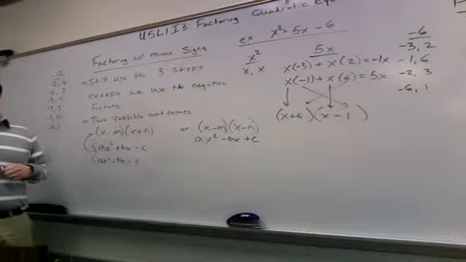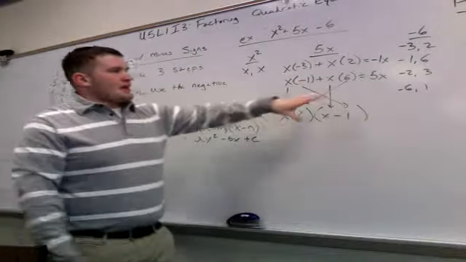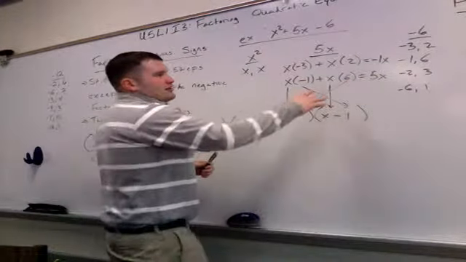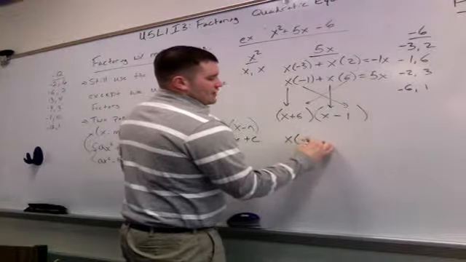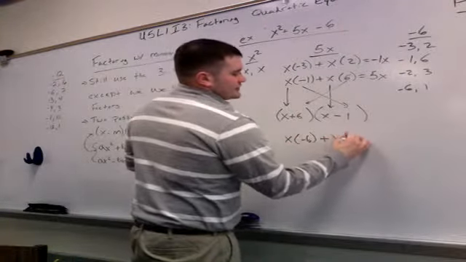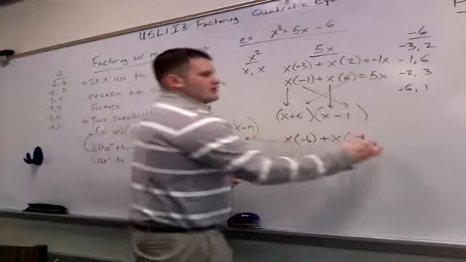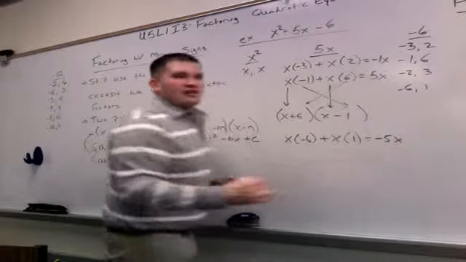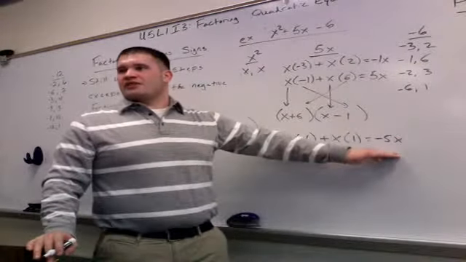Any questions? Now, what if I was working through this problem, and instead right here, instead of getting 5, let's say I did this one. I did x times negative 6 plus x times 1. What would that give me? Negative 5x, right? Is that the correct answer? No. Well, that's really close, isn't it?